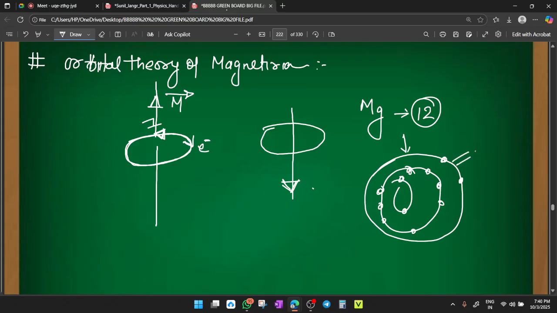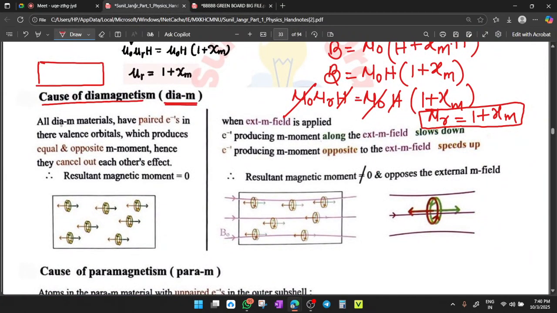So they are all paired electrons. An even number of electrons means a paired number of electrons, right? So a diamagnetic material has paired electrons in its valence orbital, which produce equal and opposite magnetic moments. Hence they cancel each other out, and the resultant magnetic moment is equal to 0.